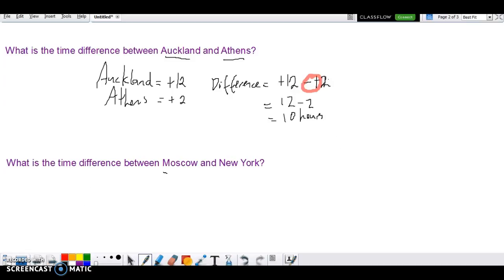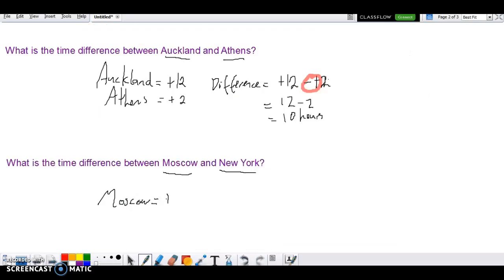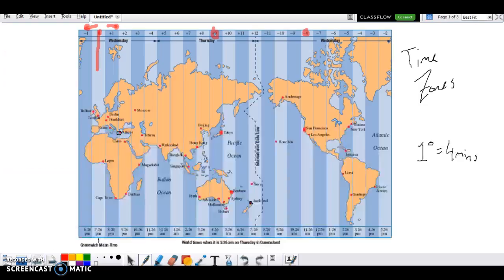Okay. Let's try with this one. What is the time difference between Moscow and New York? So we'll write down Moscow. And we'll go and have a look. Moscow is, if we go up, plus 3. And New York, if we go to New York, which is here, have a look, it's minus 5.